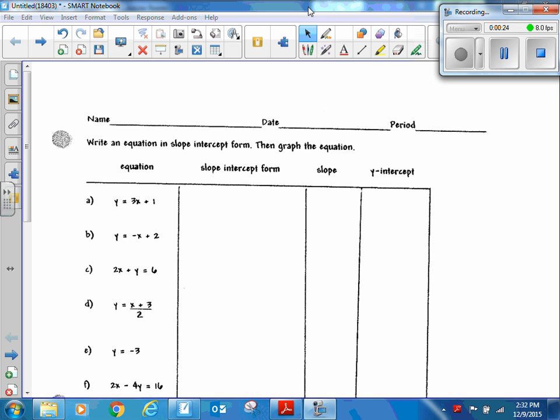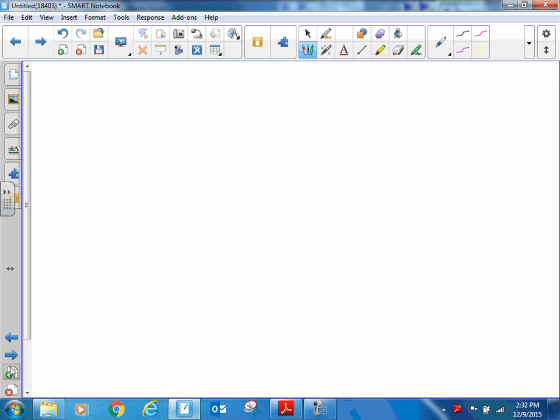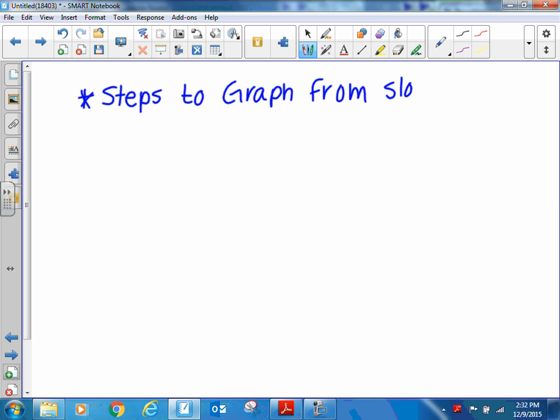So the first thing we're going to do is talk about the steps. I'm going to write it on a new piece of paper. You can probably fit it in the column to the right-hand side of this graph, but I write a little large. So the steps to graph from slope and y-intercept. We're going to be graphing equations using the slope and the y-intercept.